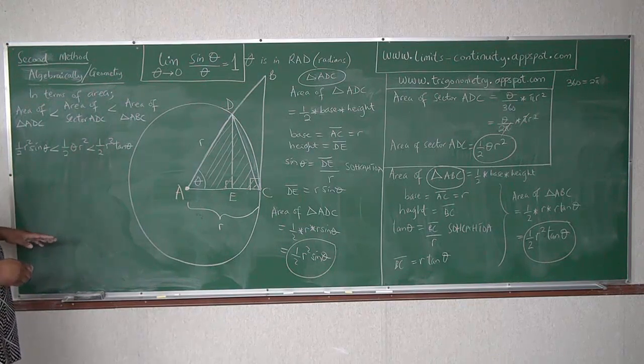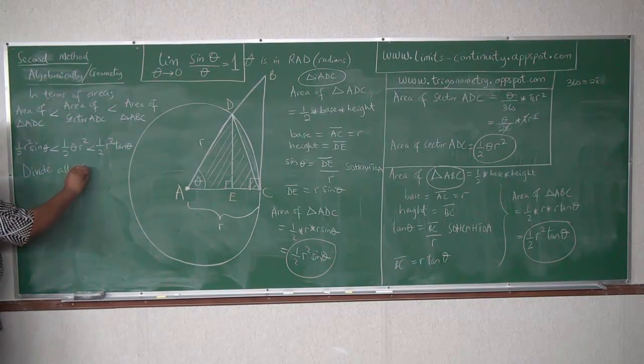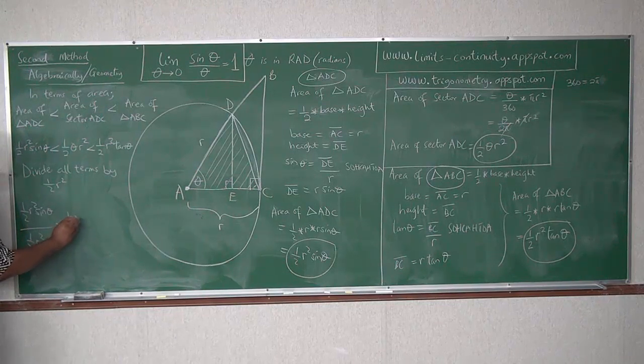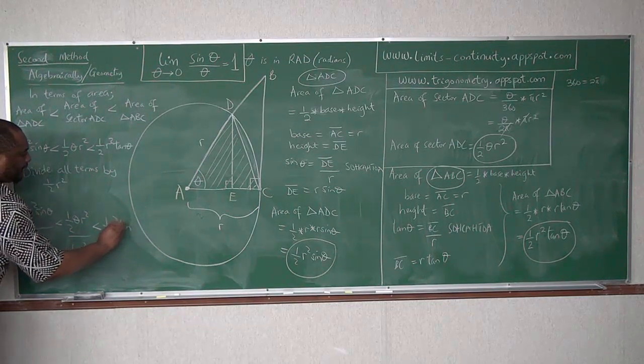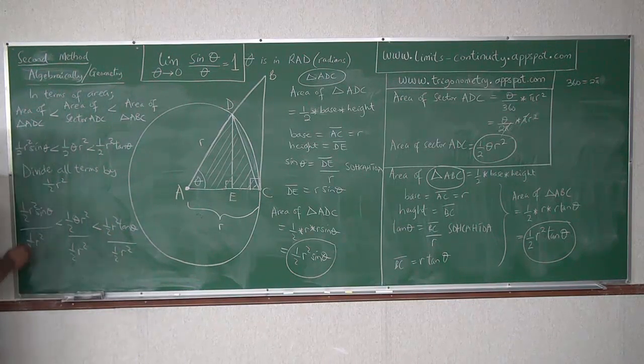Divide everybody by 1/2 R squared. Divide all terms by 1/2 R squared, because it crosses out. So this is 1/2 R squared sine theta divided by 1/2 R squared is less than 1/2 theta R squared divided by 1/2 R squared, which is less than 1/2 R squared tan theta divided by 1/2 R squared. Okay.